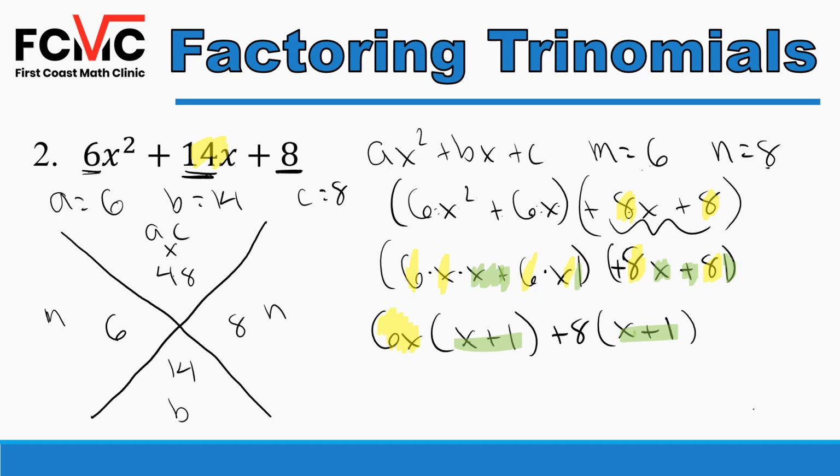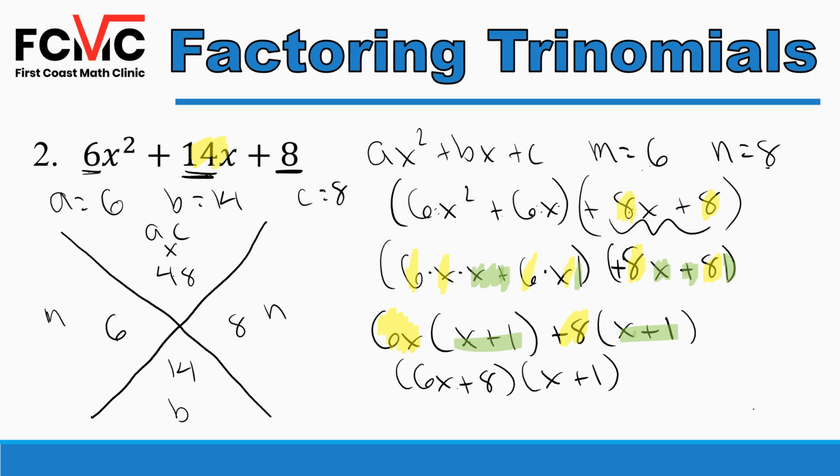So now we're going to group the terms outside the parentheses, 6 plus 8, and inside the parentheses, x plus 1. So we've got 6x plus 8, and then x plus 1. So those are our pair of binomials.